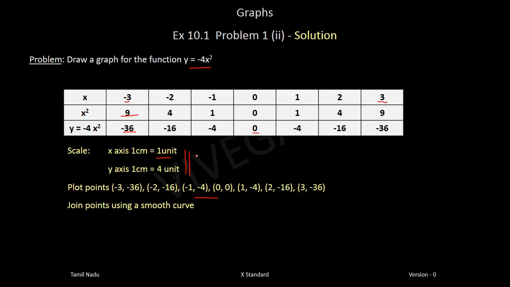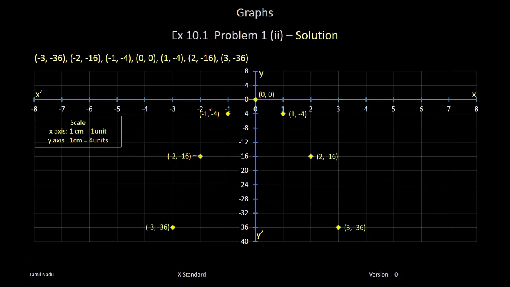You can mark x values 1 to 6 on the positive side, 0 to 6 and 0 to minus 6 or minus 8, whichever suits you. And on the y-axis you'll have to again plot the points so that we get at least minus 36 there. Okay, let's do that. So this is your x-axis and this is your y-axis.